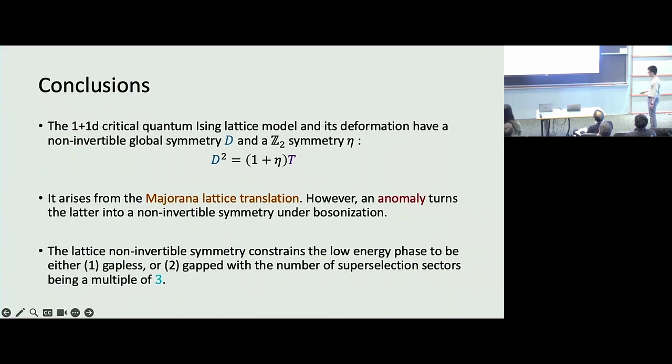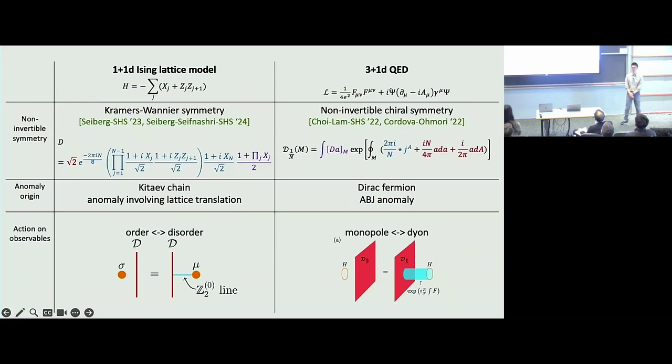Finally, I want to go back to Hirose's question. I want to compare these two examples. On the one hand, we have the 1 plus 1D Ising lattice model. On the other hand, we have the 3 plus 1D QED. On the left-hand side, you have a finite-dimensional system in 1 plus 1 dimension. On the right-hand side, you have a continuum quantum field theory with an infinite-dimensional Hilbert space. These two systems look very, very different.